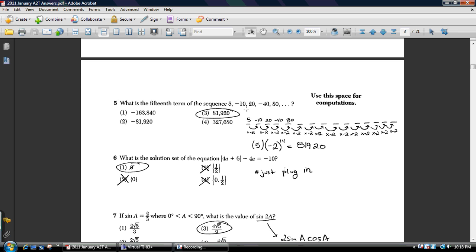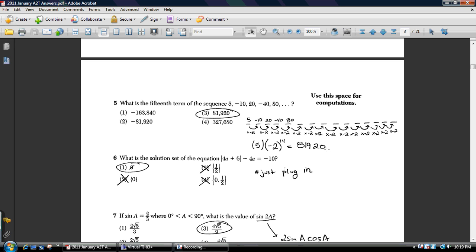What's the 15th term of this sequence? What I did was I attempted to write it out. Okay, so I got 15 spots. I know what the first 5 are. How do I get from spot to spot? Turns out we're multiplying by negative 2 to get from spot to spot. And how many times will I need to multiply by negative 2? Well, that's what you count, these arrows. 1, 2, 3, 4, 5, 6, 7. There's 14 arrows. So 5 times negative 2 to the 14th gives me that 15th term.